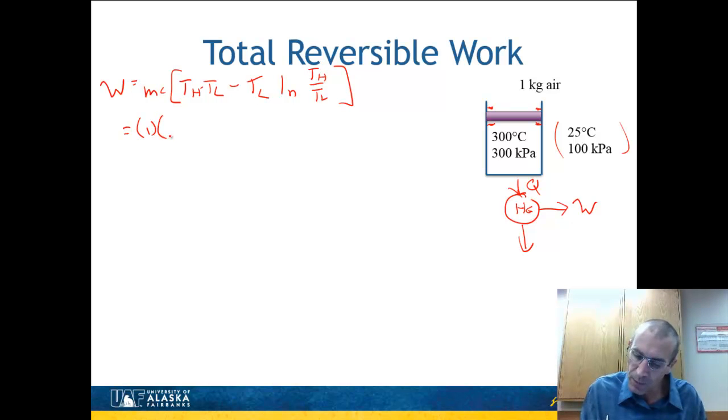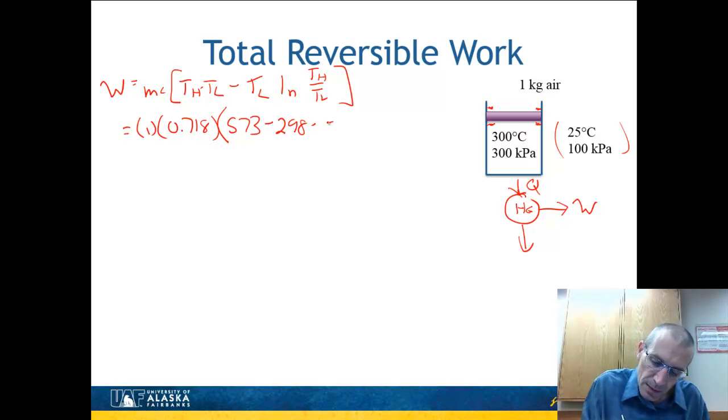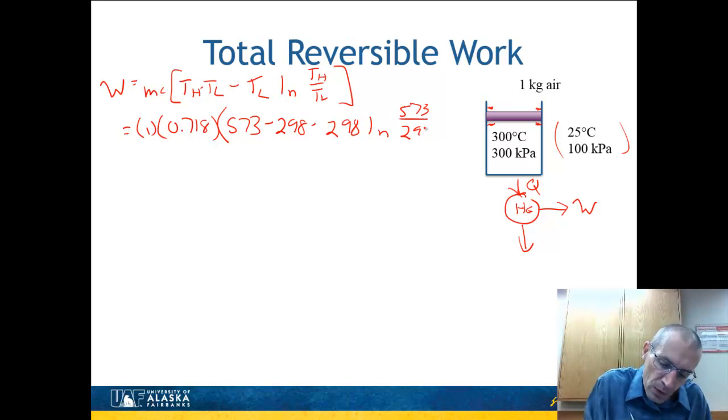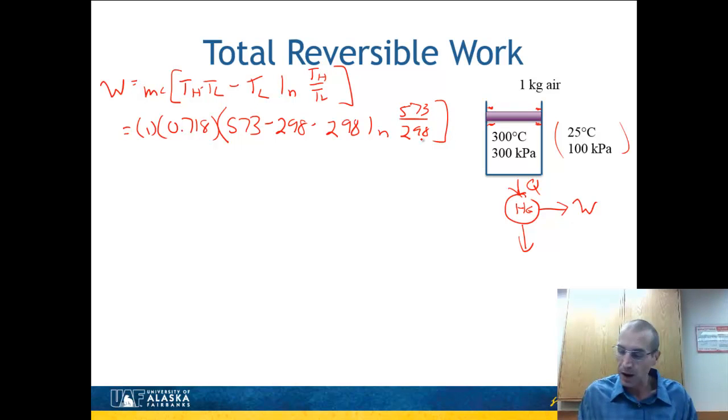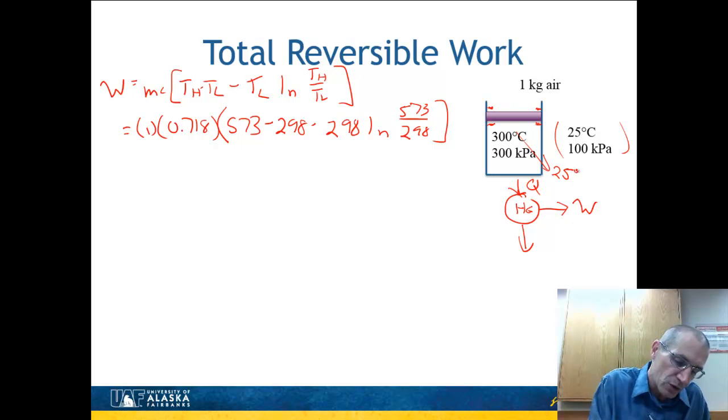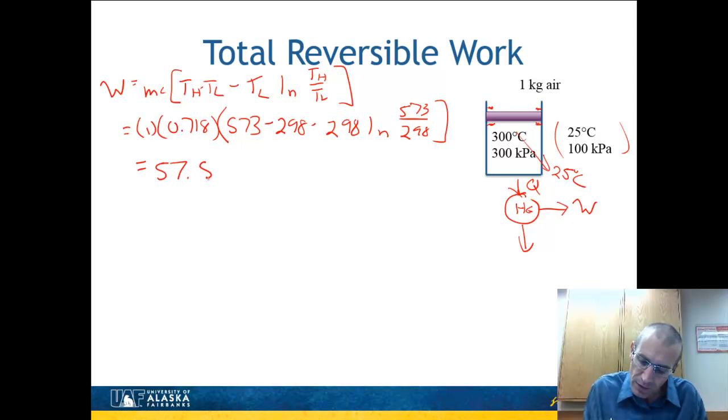And I have 1 kilogram. This heat capacity, I'm keeping the volume constant, so that's going to be C sub V, 0.718. That's C_V of air. And then my temperature, and these need to be absolute, so 573 minus 298, natural log of 573 over 298. And that's the amount of work this heat engine is going to generate. And when it's done with this, it's going to be down at 25 degrees Celsius, completely spent. And that amount of work is 57.56, and that is kilojoules.